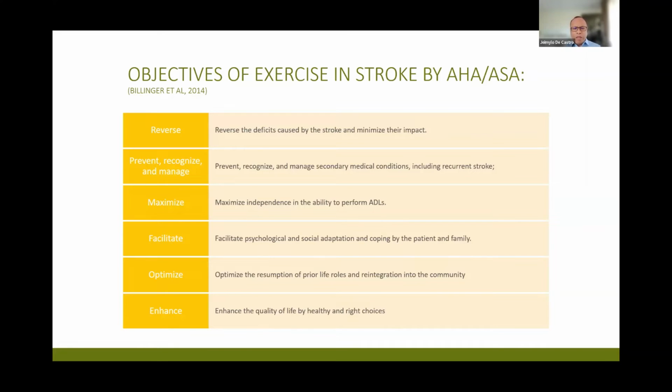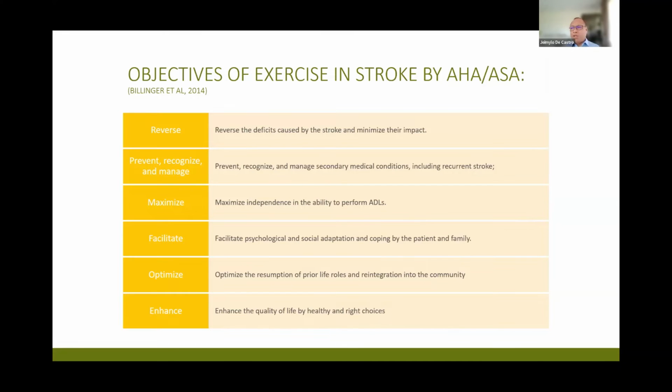When we have stroke patients, we would like them to be as independent as possible, as soon as possible, because we don't want them to always depend on people to do their activities of daily living. And number four, facilitate psychological and social adaptation and coping by the patient and family. And number six, optimize the resumption of prior life roles and reintegration into the community.